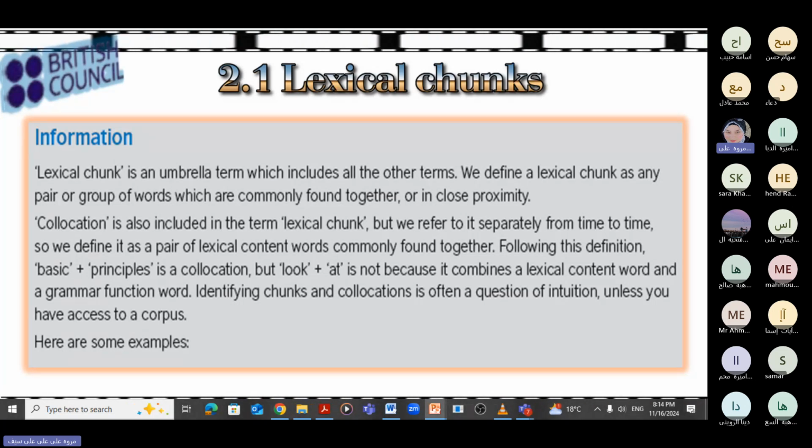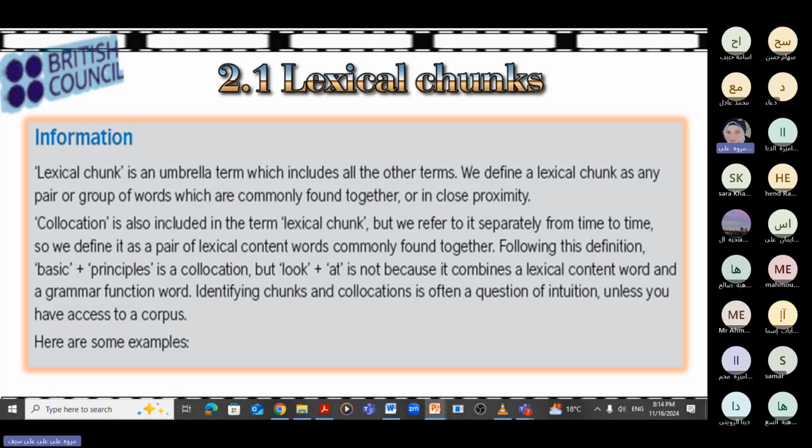So "look at" is not a collocation. It's just a phrasal verb. We can call it a chunk, but generally it's not a collocation. The collocation is "basic principles", for example. Two content words, at least in this very expression.